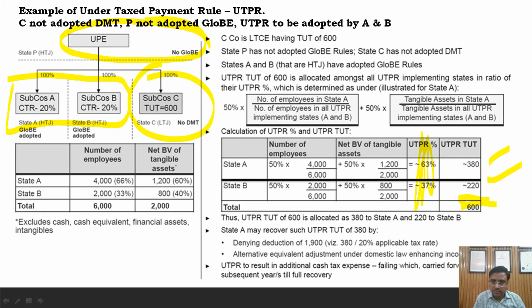So this UTPR of 600 is allocated 382 to A and 218 to B. It will be recovered either by way of disallowance of expenditure in state A or state B, or maybe some kind of transfer pricing adjustment. So this is the modus operandi going forward. Your domestic levy should be there. There must be a minimum tax that needs to be levied.